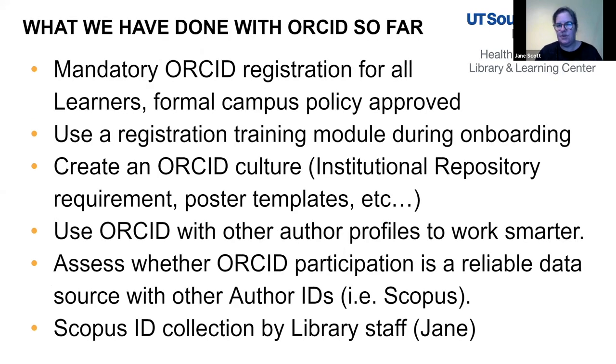So what have we done with ORCID so far? Some strategies that we've implemented have been a mandatory ORCID registration for all learners. And that was a formal campus policy that we actually had approved. We needed to show that we legitimately cared about this ID, and we needed to do that by making it a mandatory requirement. So that was the first step that we took. Along with other things, like an address or an active telephone number or whatever, the ORCID registration ID is included in that now for all learners as a campus policy.